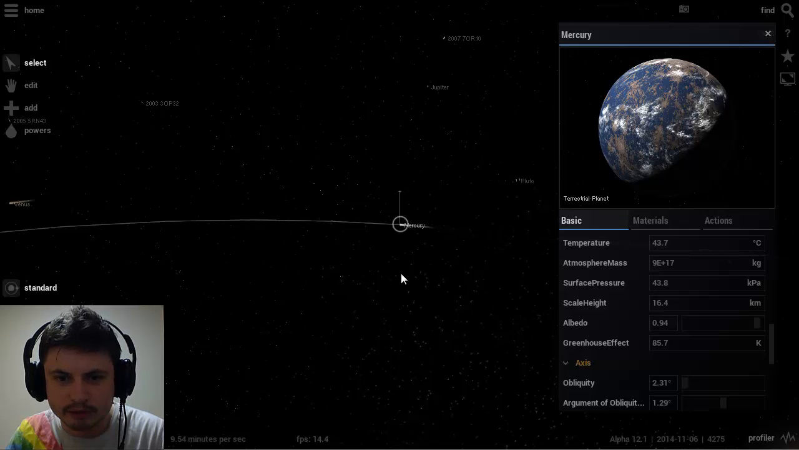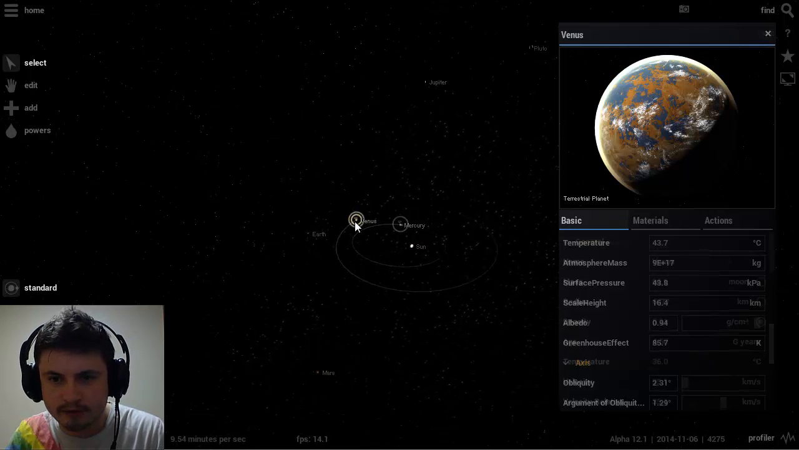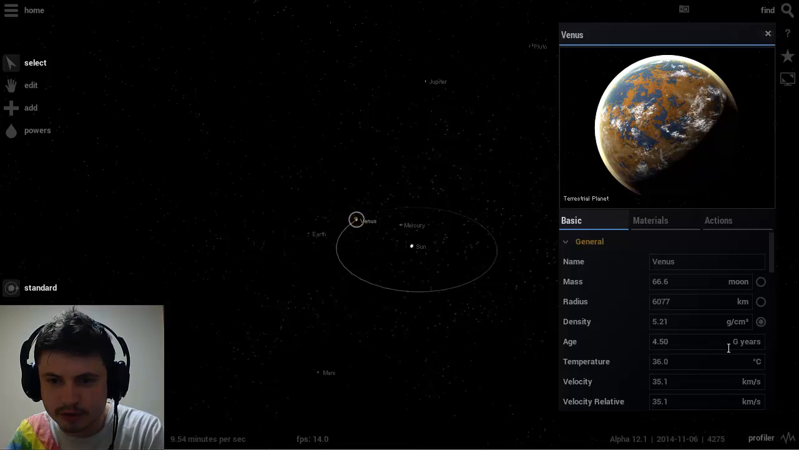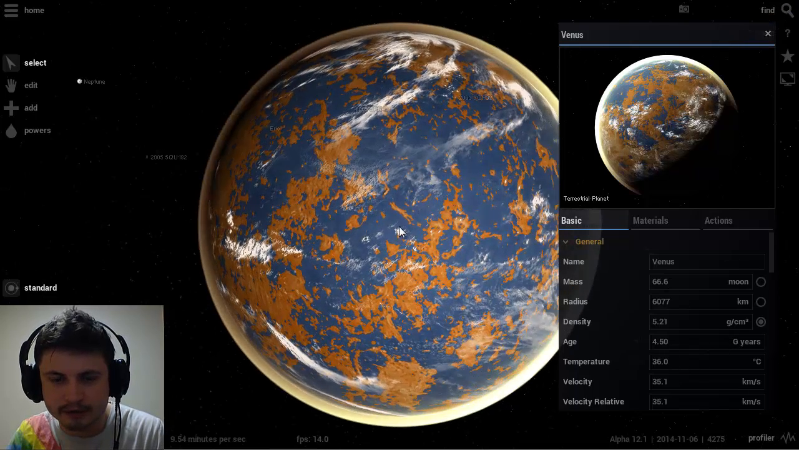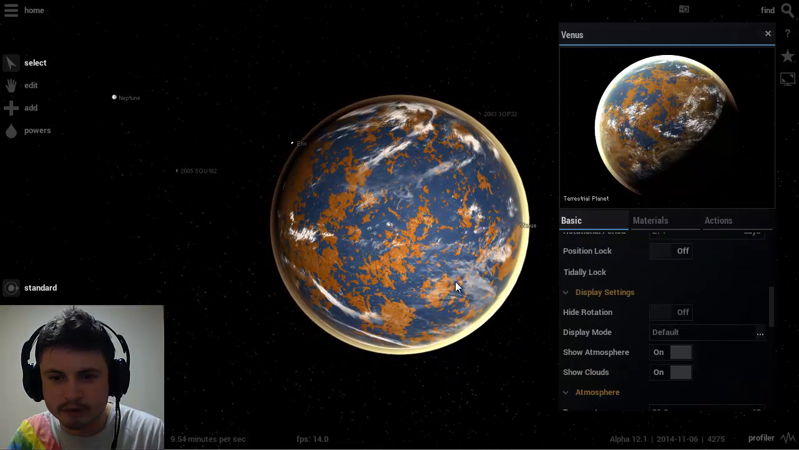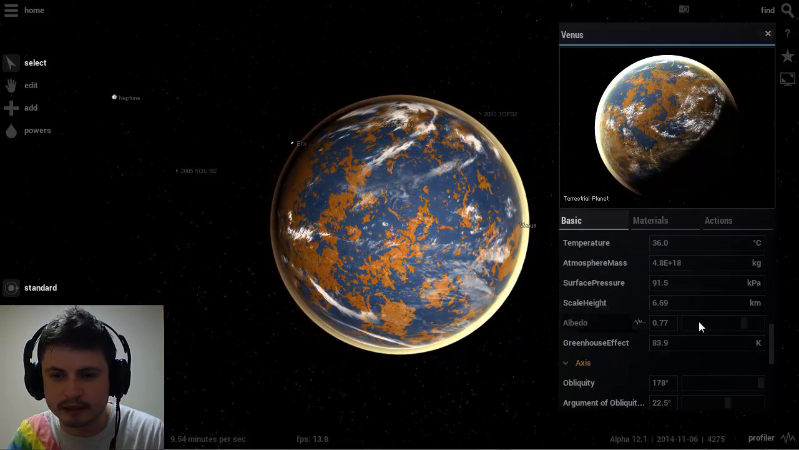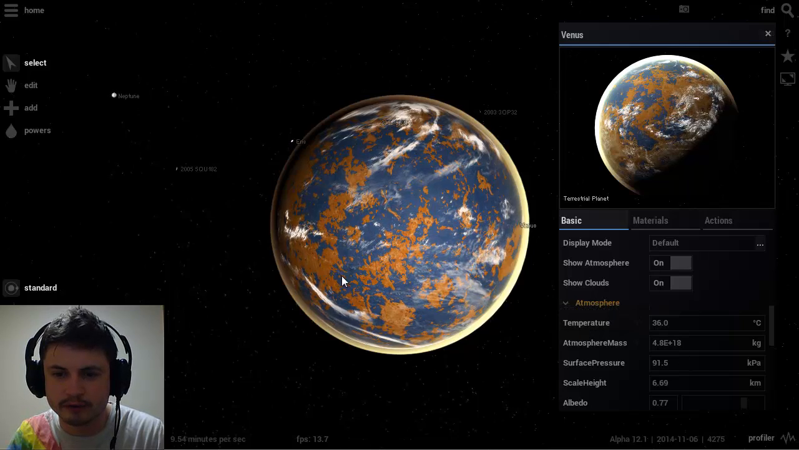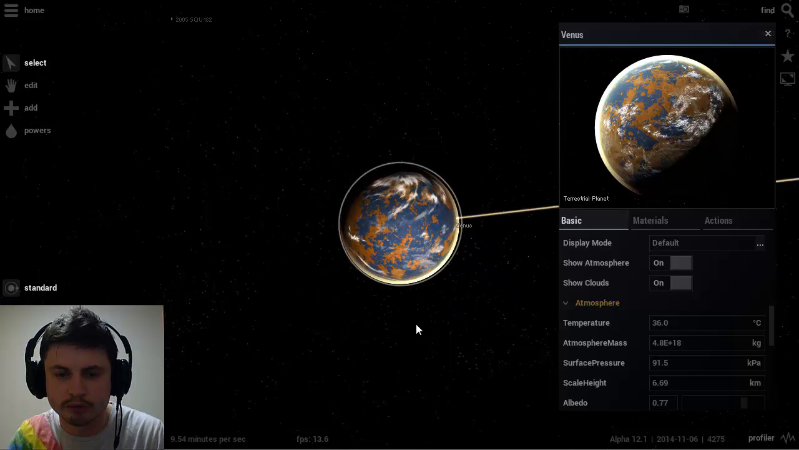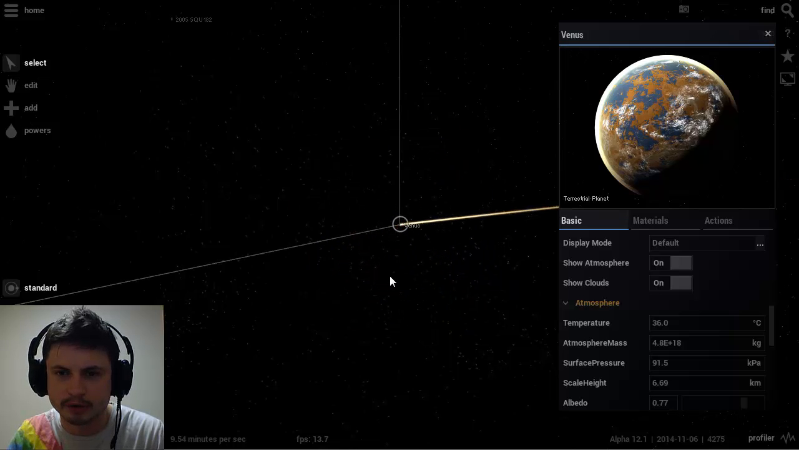Then we have Venus. Where's Venus? Let's zoom in on Venus. Venus has a temperature of 36 degrees and beautiful landscapes. It's orange and blue, and hopefully it will turn green at some point. The greenhouse effect has been decreased, and everything else is just perfect. Surface pressure is a little bit low, but it's still habitable though.